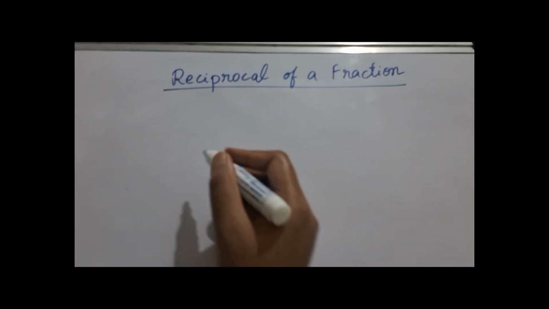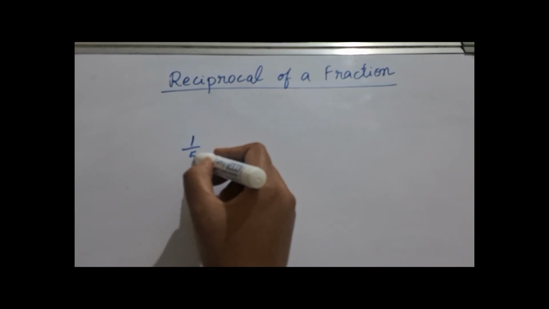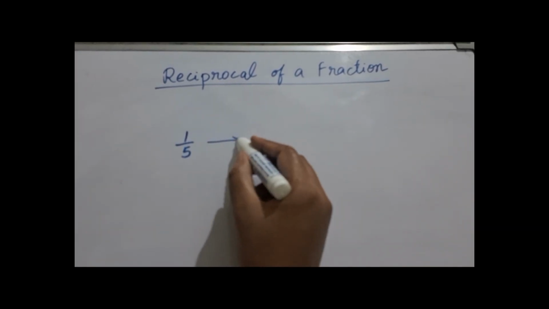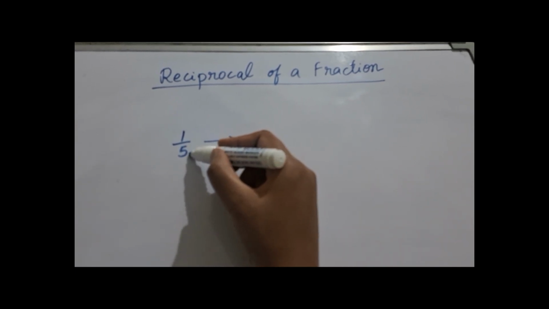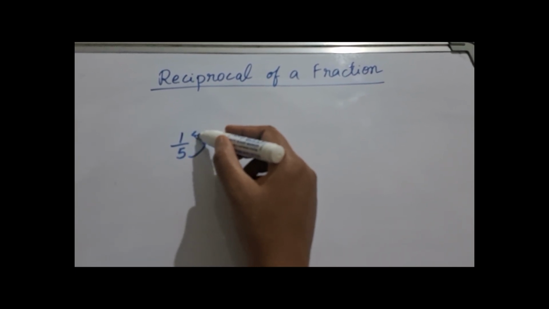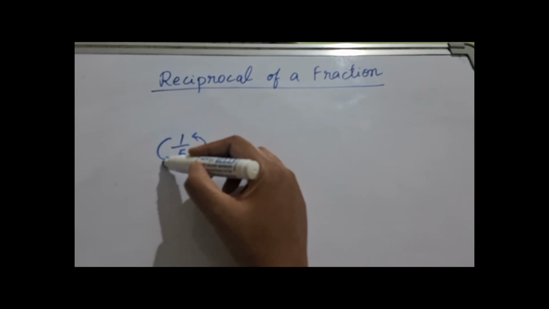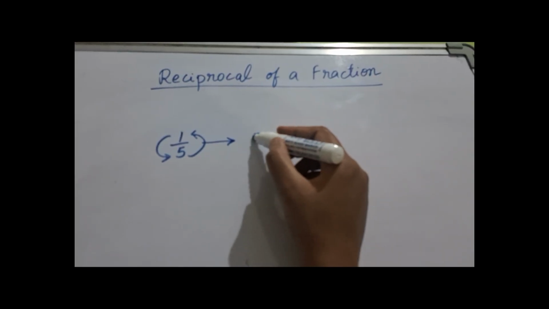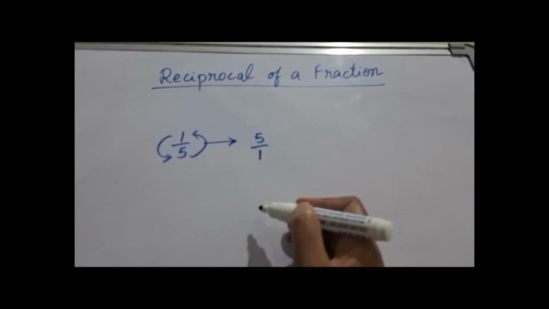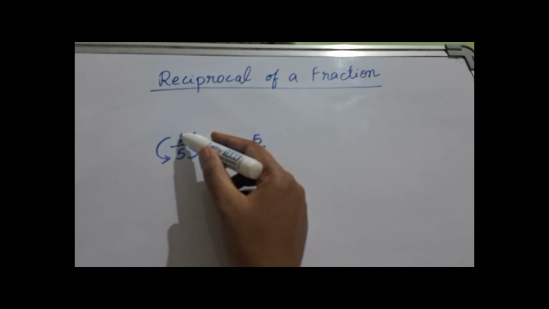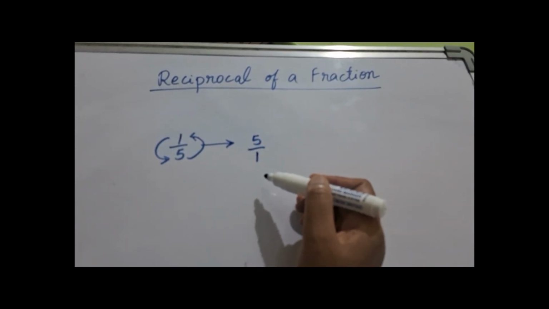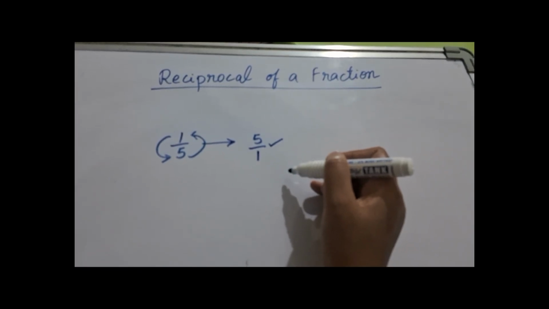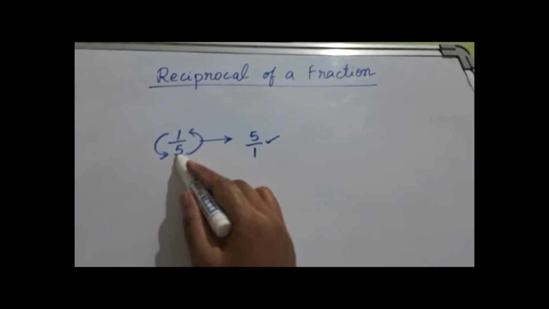Children, suppose 1 by 5 is a fraction. Okay. Now what if the denominator is changed to the numerator and the numerator comes to the denominator? What will be the fraction, children? 5 by 1, isn't it? The numerator has become the denominator and the denominator has become the numerator. Now we call this fraction the reciprocal of the first fraction.